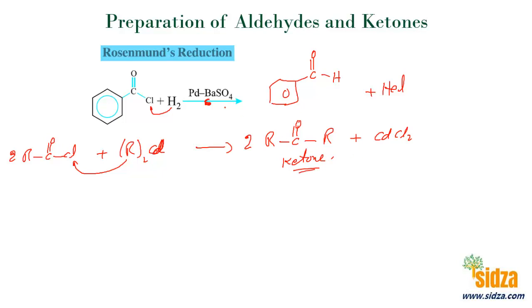But it's not a Rosenmund reduction. The Rosenmund reduction is only reacting acid chlorides with hydrogen gas in presence of a Lindlar catalyst. You can get a ketone also from the acid chlorides by using dialkyl cadmium. Here the alkyl group replaces the chlorine from the acid derivative. So this is the reaction that we use to prepare ketones from acid chlorides.